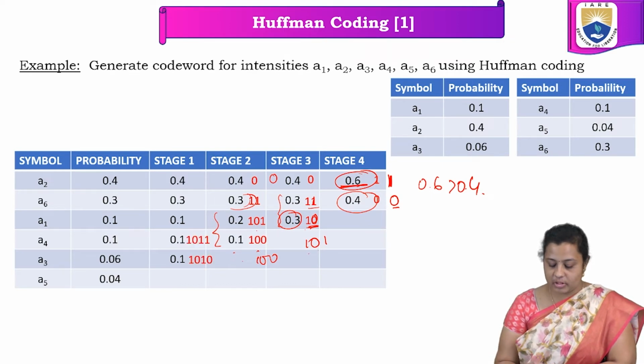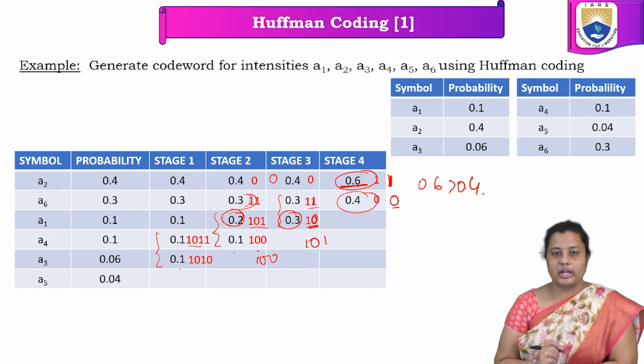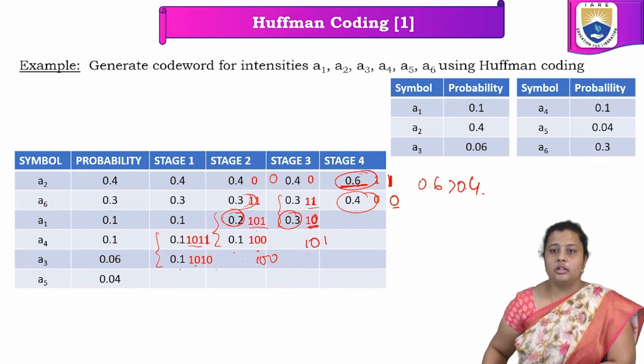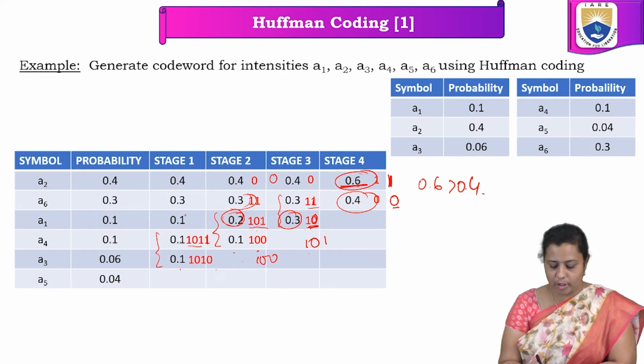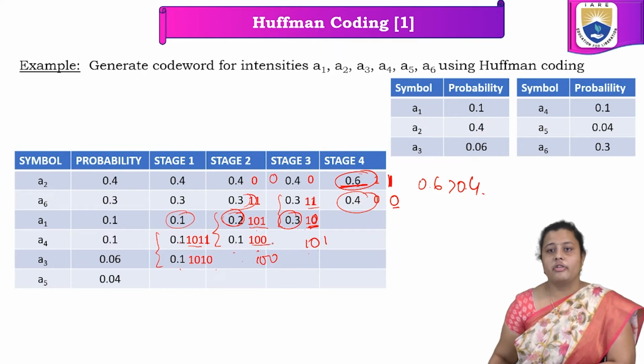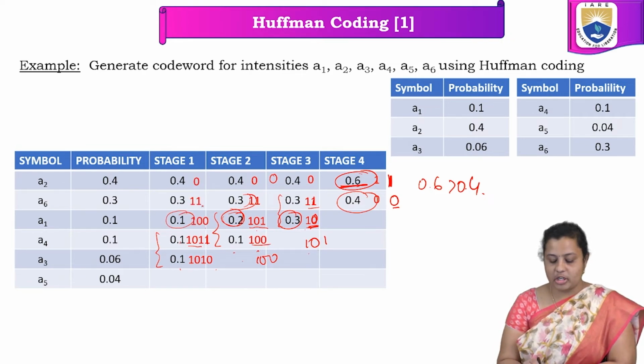When we go to the previous stage, what did we observe? This 0.2 is obtained by adding these two probabilities, right? So from there we observe 0.1 and 0.1. Either of them can be given as 1 or 0. So how did we do this? We have written it as 101, which is shifted by 1 bit towards the left side, and the upper value is coded by 1 and the lower 0.1 is coded by 0, right? The rest: we have 0.1 here, already coded as 100. That will continue. 0.3 is coded as 11. 0.4 is coded as 0.